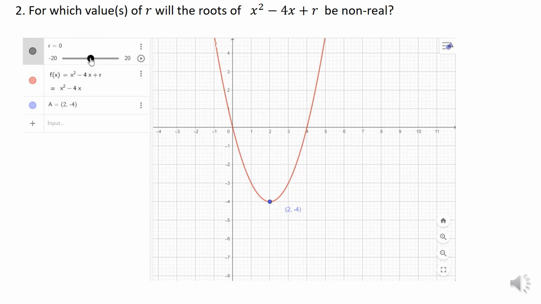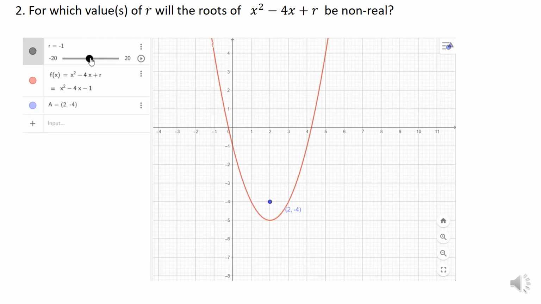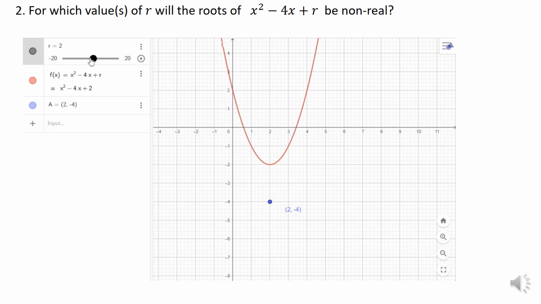Example 2. For which values of r will the roots of x squared minus 4x plus r be non-real? Currently it cuts two places at the x-axis, so it has two roots. We need to move this graph up in such a way that it cuts nowhere on the x-axis, thus not giving us any roots. So notice as the r value increases, it moves up. When the r value gets to 4, it touches the x-axis once, so we need to go a little bit higher than 4. That is why r is greater than 4.